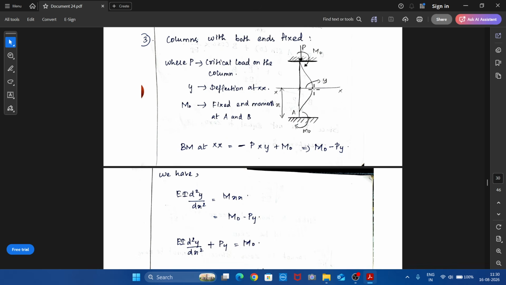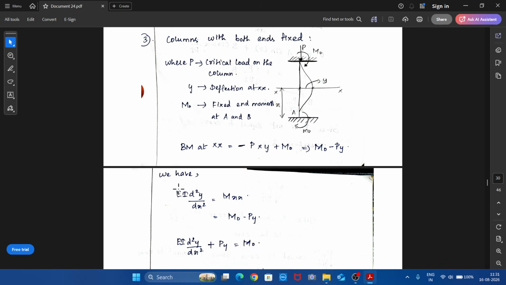Now we need to take the bending moment at this point. So the bending moment at this point will be equal to, let us take from this side. We have load P, distance is y, and this will produce an anti-clockwise moment, therefore minus P into y. And we have already an existing moment at the fixed support, M naught, so plus M naught will be there. So minus Py plus M naught is the bending moment at XX. So this will be equal to M naught minus Py.